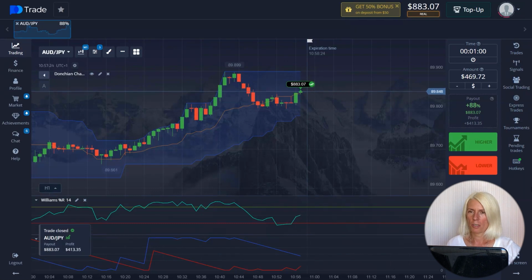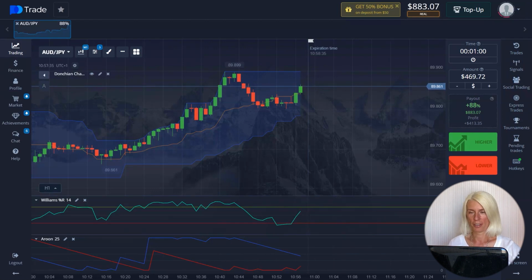We will pause for a second since the trade has ended and increased the balance to $883.07. Then we choose the minimum expiration for trading in 1 minute. Now let's start setting up the indicators. For the moving average, select the period of 200. We don't change anything for the alligator indicator. We leave it with the standard settings. And now we change the RSI to a period of 14.